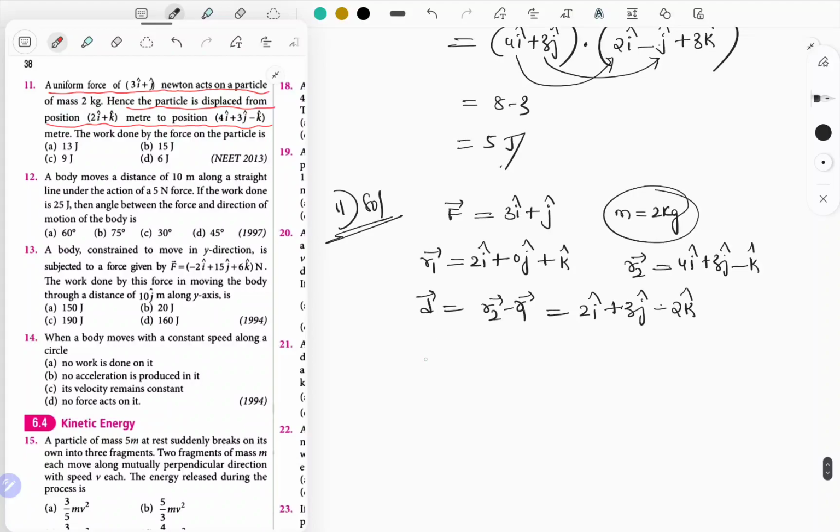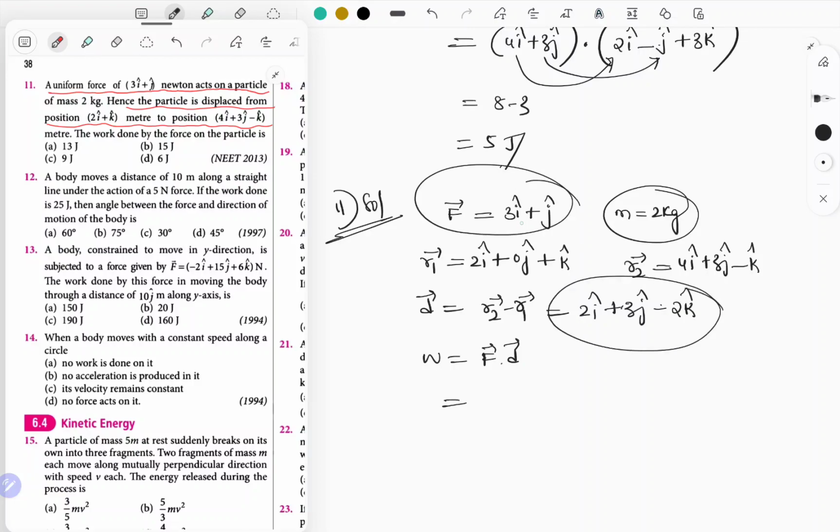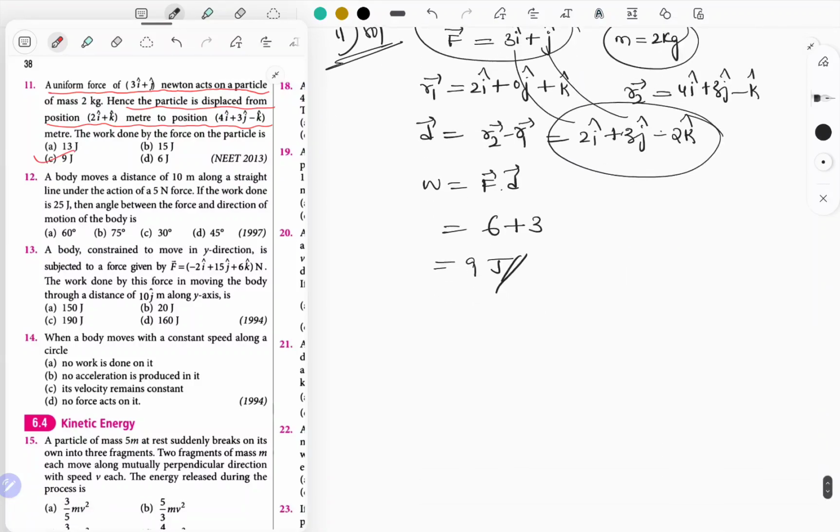So this is the displacement vector. The question asks work done, which is equal to F bar dot D bar. Just observe the dot product of these two: multiply the respective i cap, j cap, k cap coefficients. It's going to be 3 twos are 6 plus 3. Answer is equal to 9 joules. Which option matches? Option C. That's all. Next, question number 12.